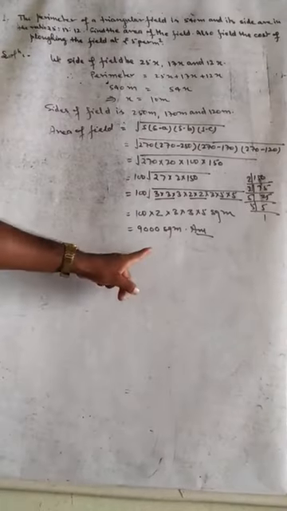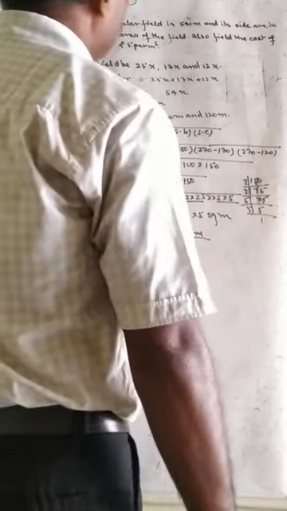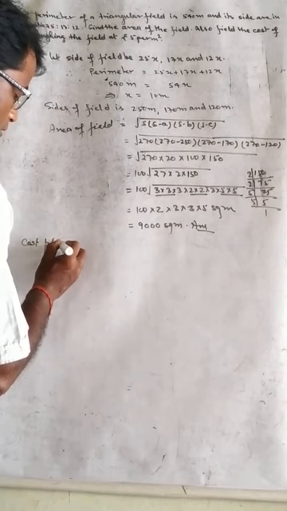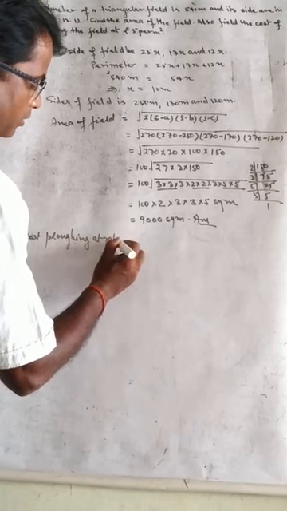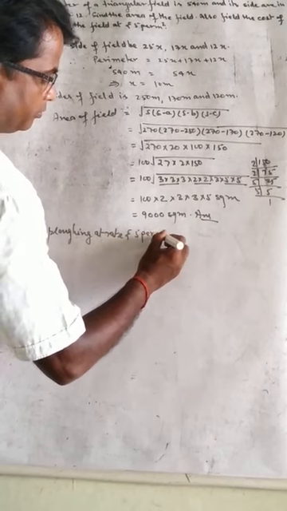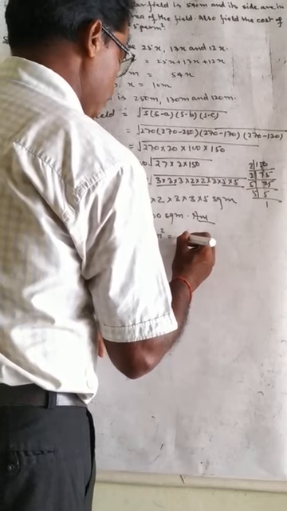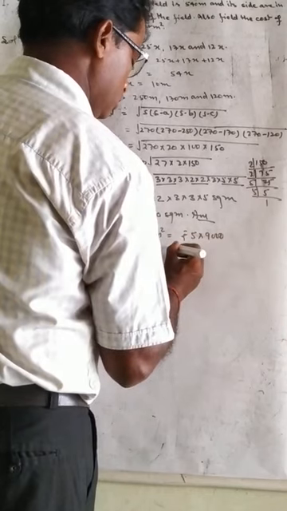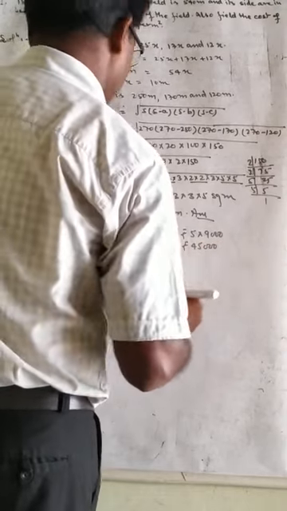That is the area of the triangular field. After this I will discuss the cost of ploughing. Cost of ploughing at the rate of ₹5 per meter square is equal to ₹5 into 9,000, which is ₹45,000. That is your answer.